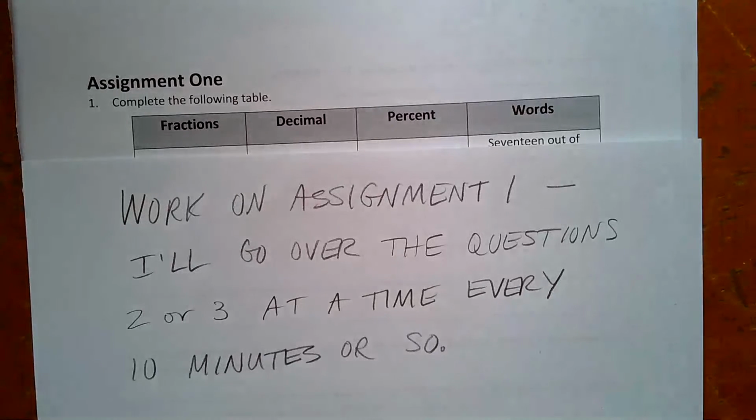So what I'm intending to do is every 2 or 3 or every 10 minutes, I'll go over 2 or 3 of the questions. So by the time I get to the end of the class, I'll have gone over all of assignment one, just so you don't have any issues with it. If we finish a bit early, then I will begin lesson two. And if not, we'll just kind of end it there.